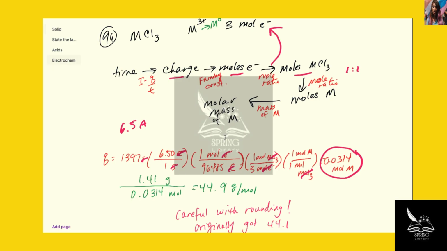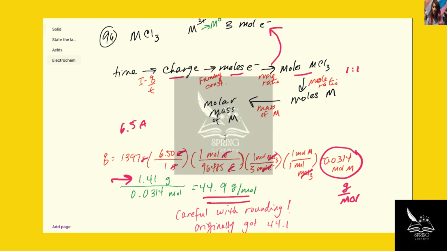Now a molar mass is the mass in grams divided by the number of moles. We're given the grams in the problem. It's 1.41 grams. Divide that by 0.0314 moles. That gives us 44.9 grams per mole.